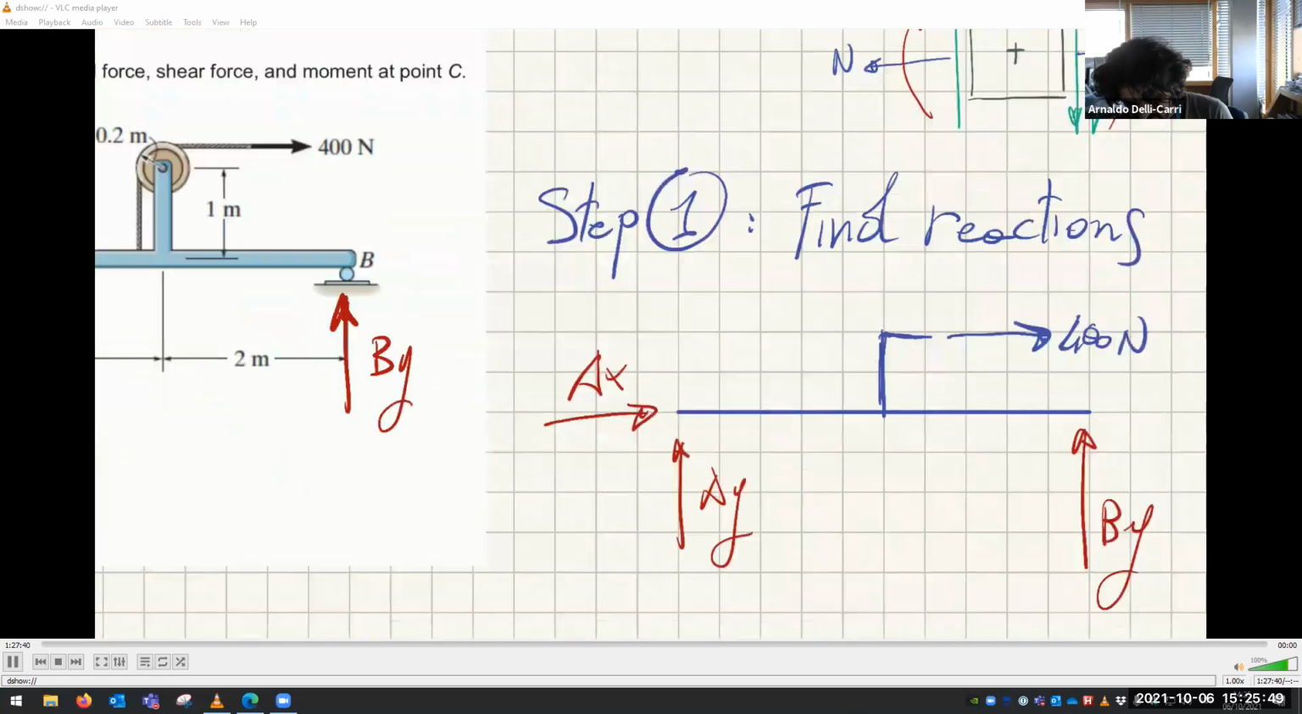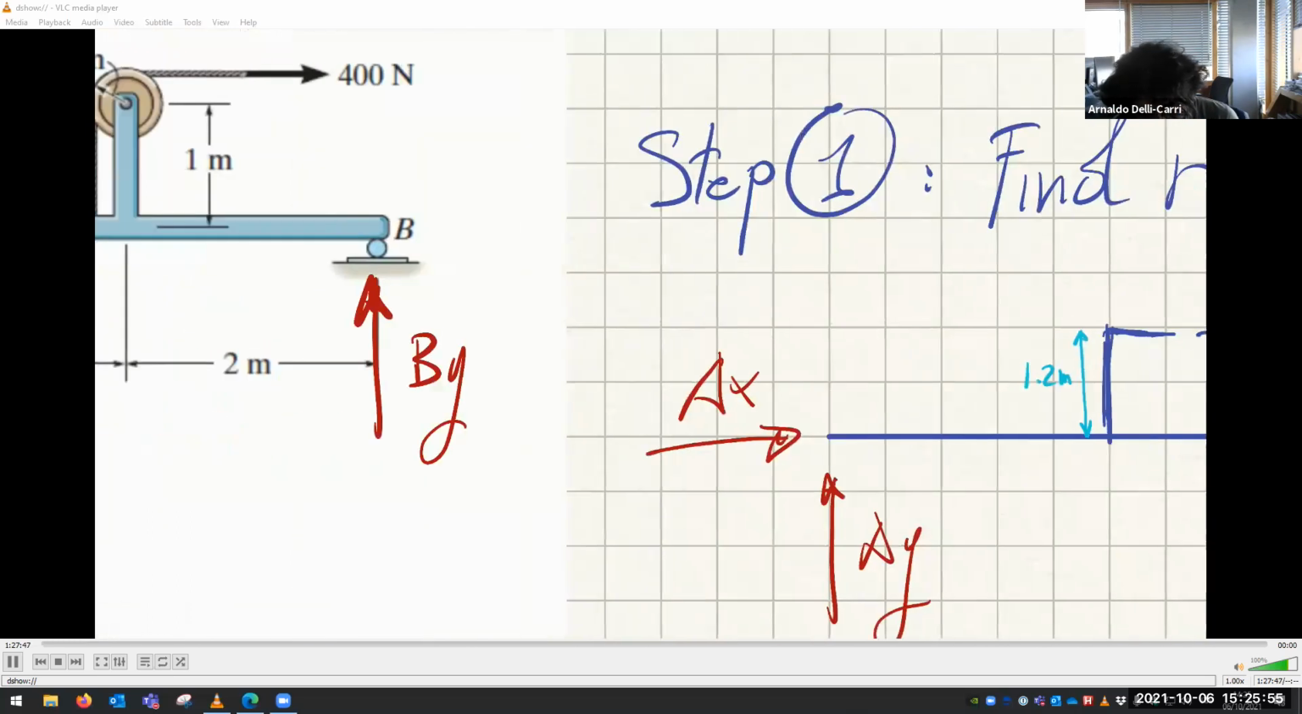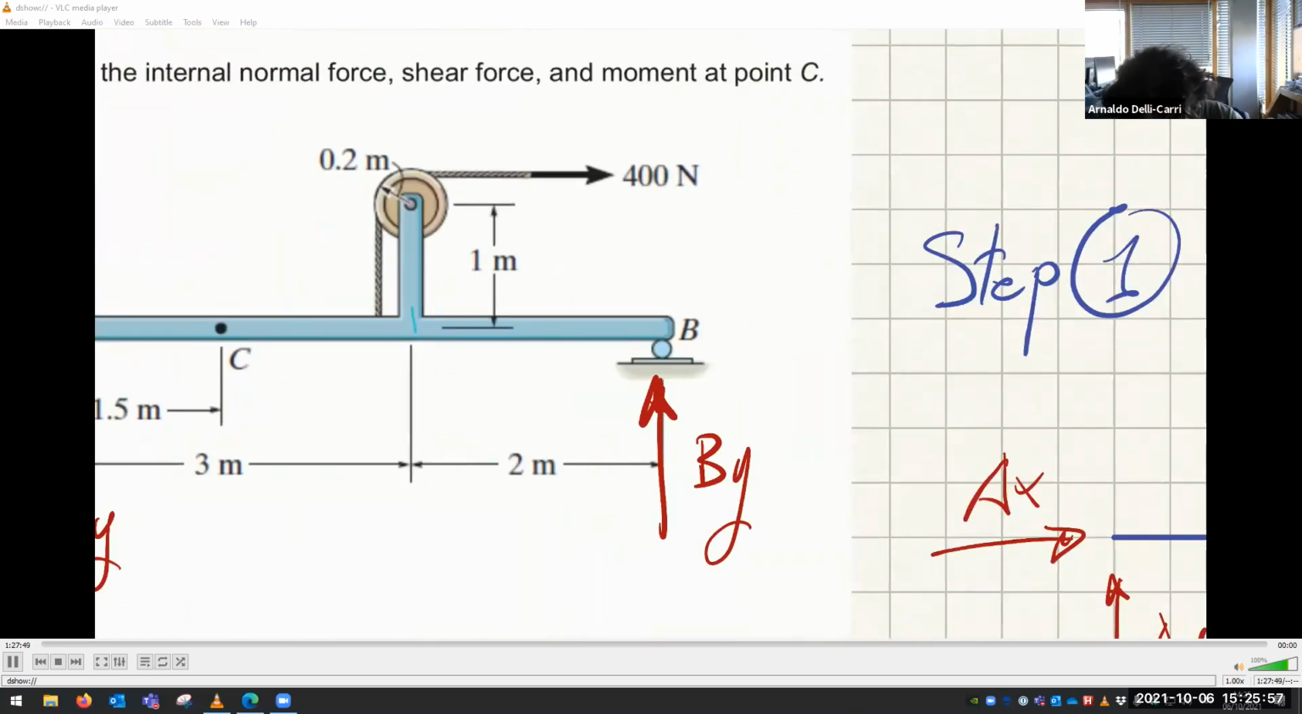So you should agree with me that this distance here is 1.2 meters, okay? Because it's 1 meter from here to here, it's 1 meter from here to here, and then you have 0.2 meters, the radius of the pulley. So it's 1.2 meters away.